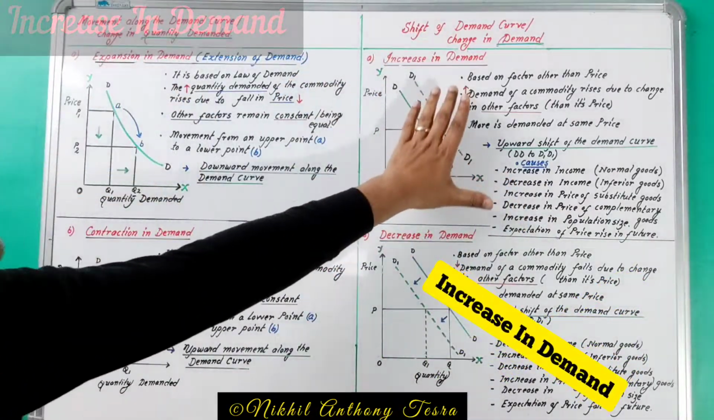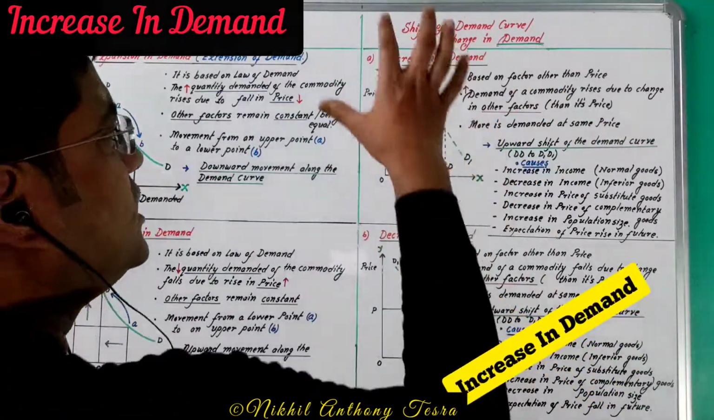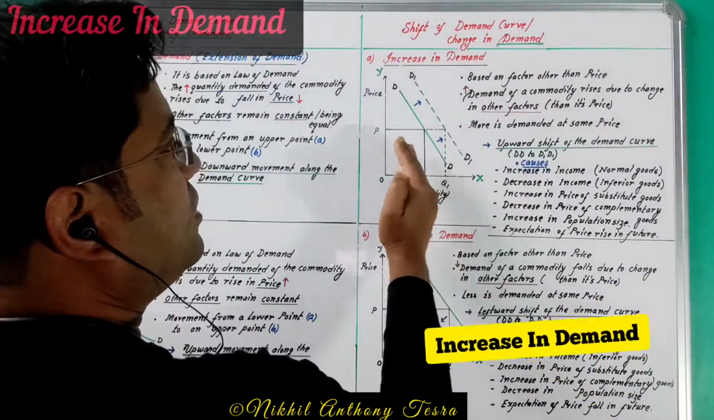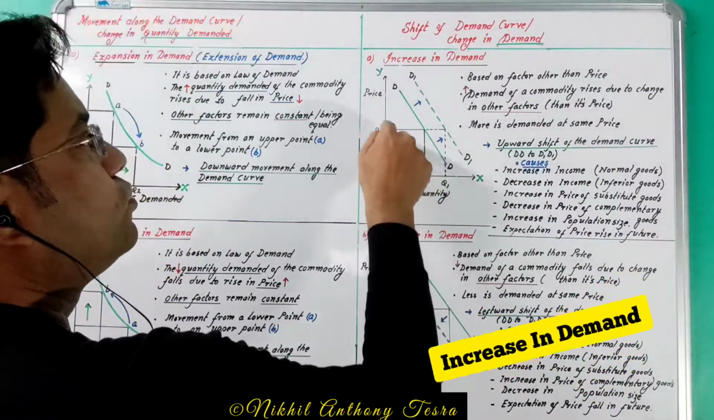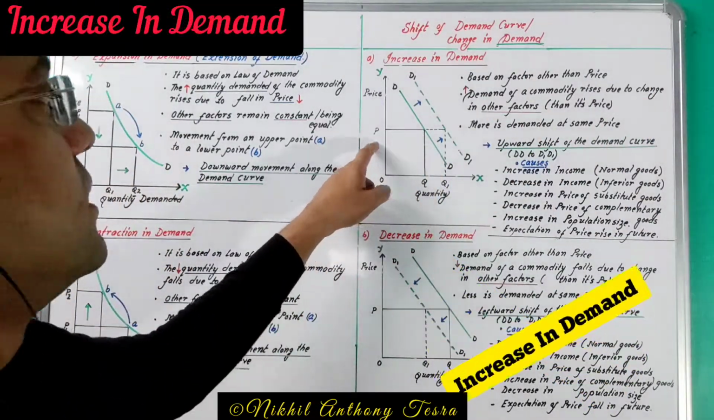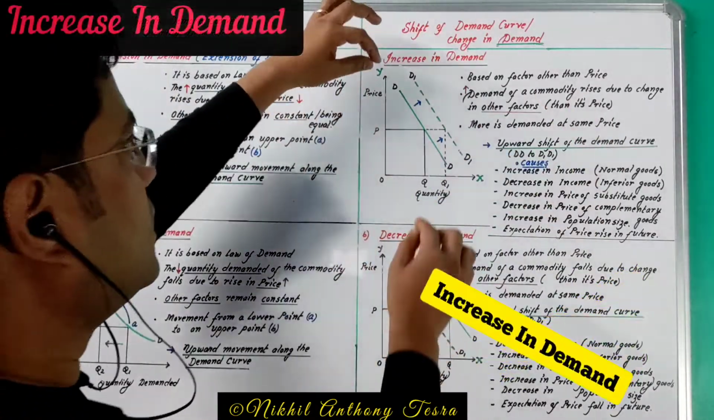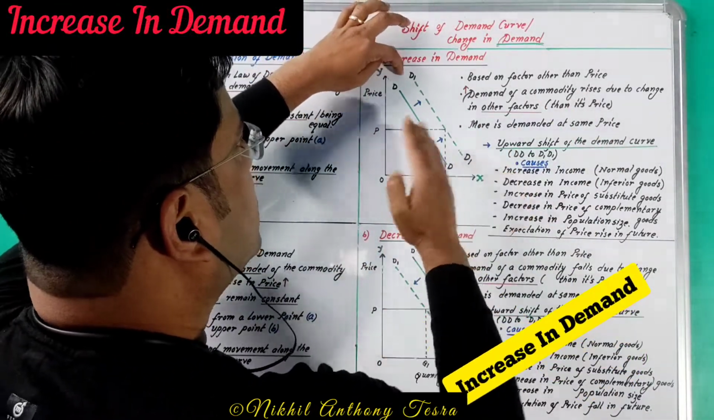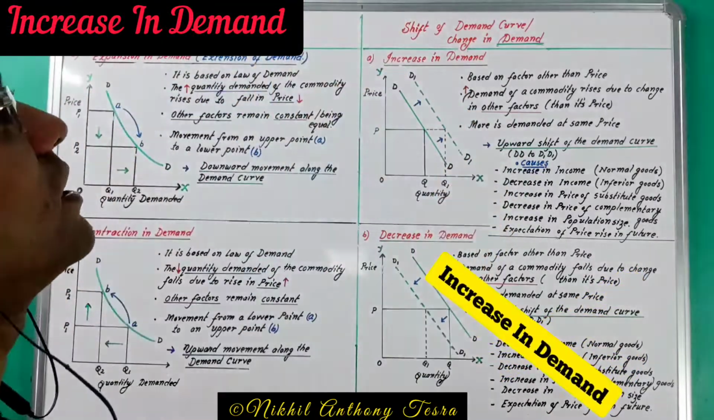So in increase in demand, this is based on factors other than price. In this particular case, the demand of the commodity increases due to change in other factors but not due to change in price. The price is fixed. The quantity demanded increases due to change in other factors. We are getting a new demand curve. There is an upward shift of the demand curve. So D1 D1 is our new demand curve.